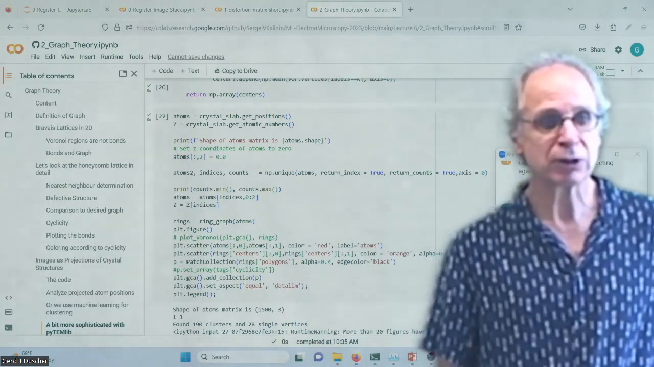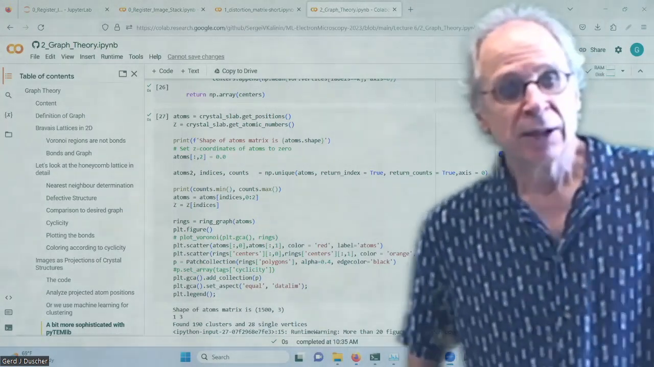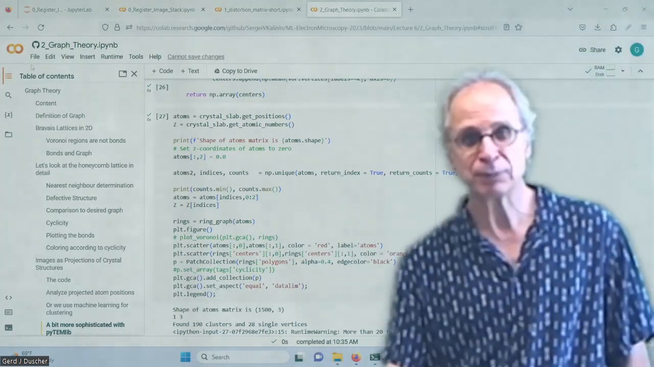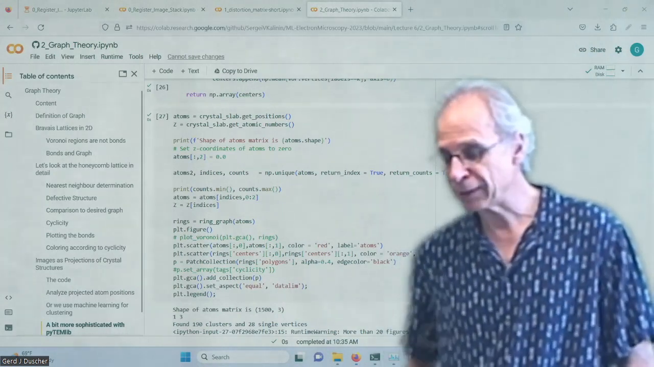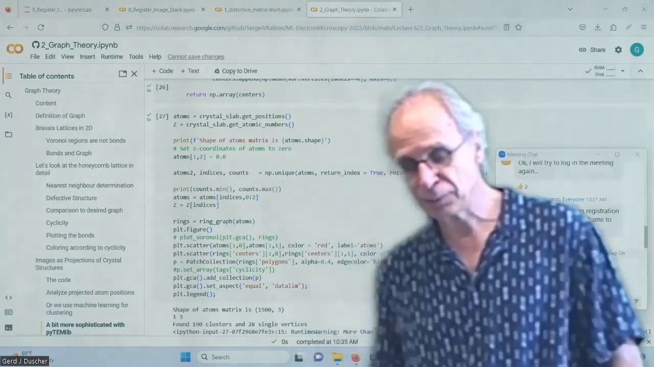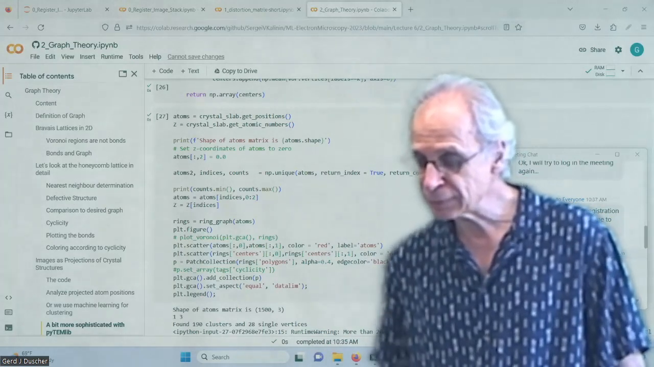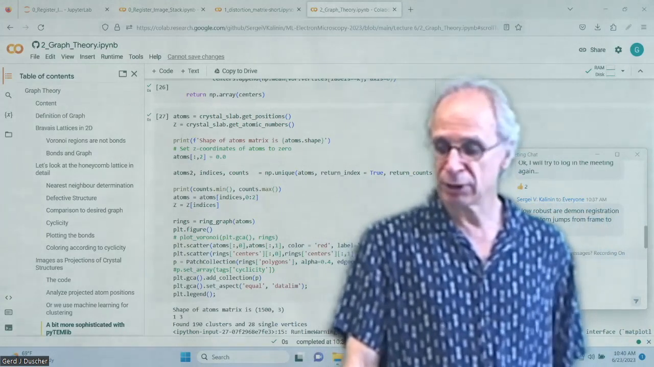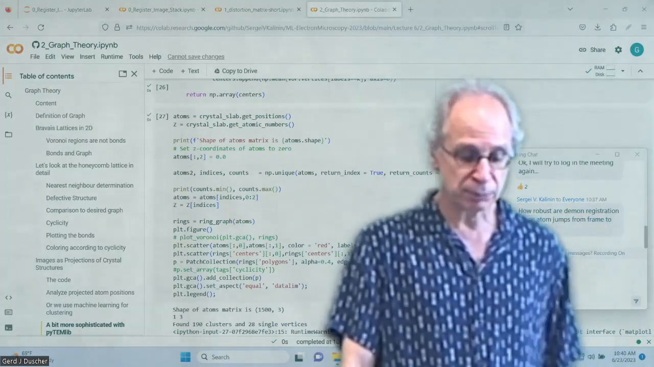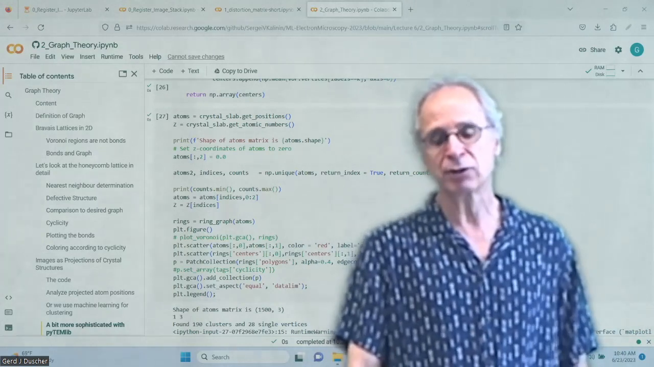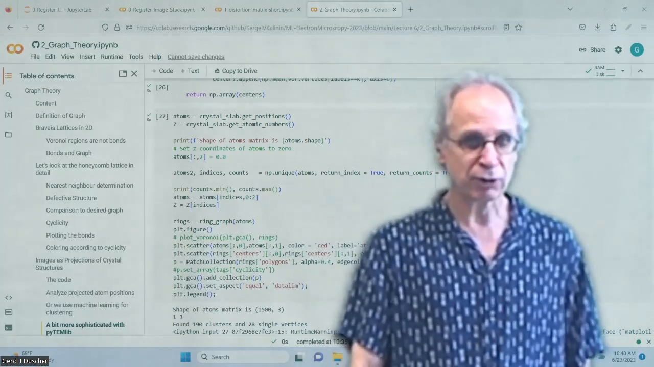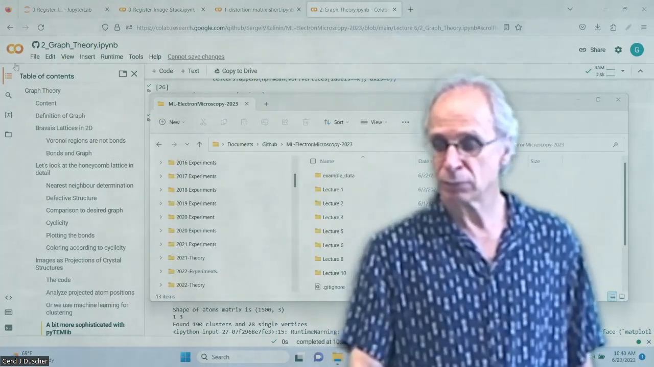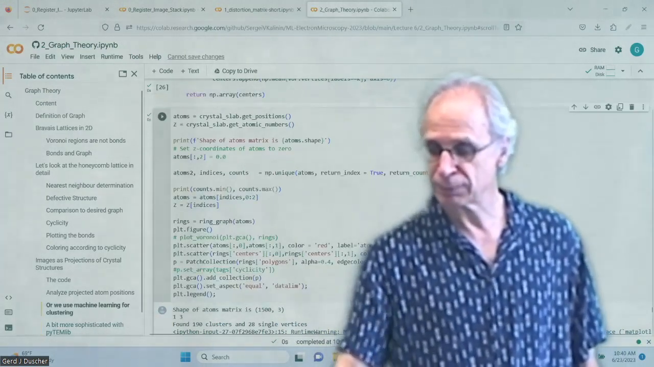Don't see my chat anymore. Oh, here it was. A second. My computer is slow. Okay. Yeah. So the daemon registration is also very resilient to different kinds of intensity variation. So that is also a nice thing about it. Interesting.